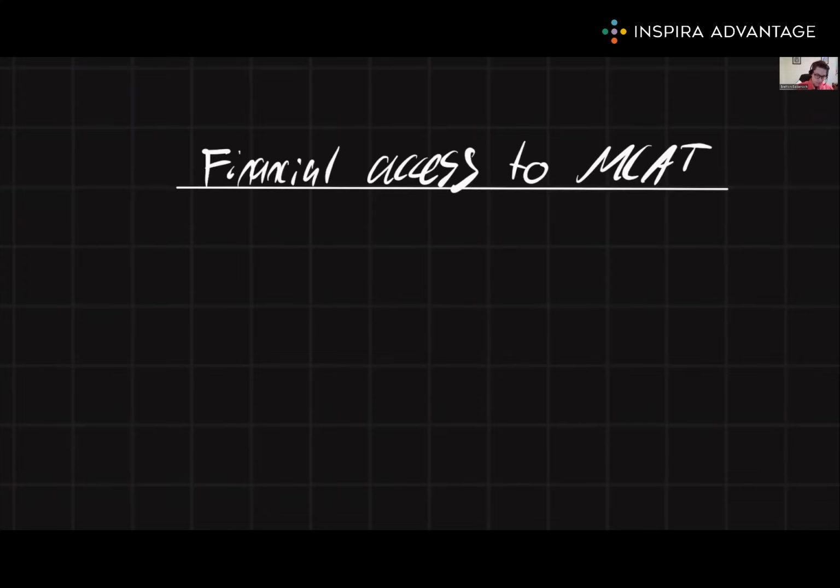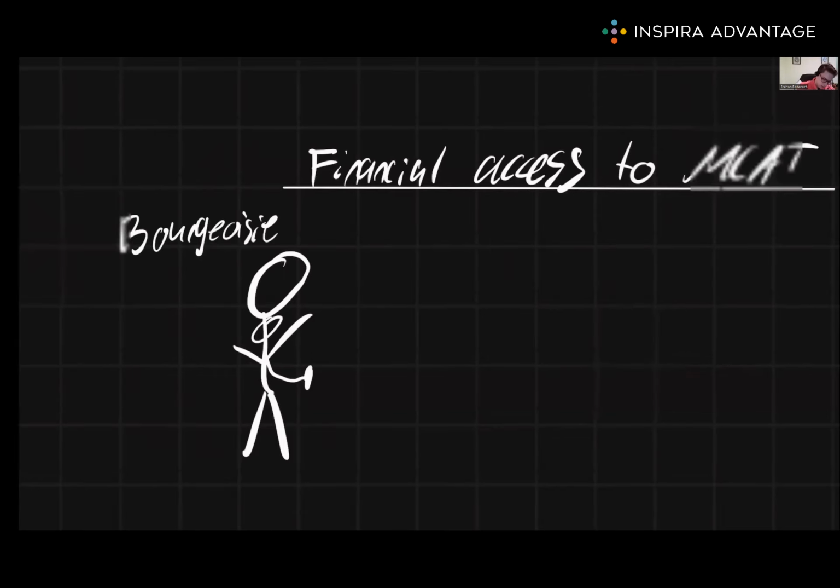Let's use the conflict theory lens to analyze some examples. First, let's take a look at financial access to the MCAT. The MCAT can be an expensive test, not only to study for, but even just to take. A conflict theorist would say that the bourgeoisie doctors have more power than the proletariat. So let's draw a little doctor with a stethoscope. We're going to call this the bourgeoisie. Let's call him Dr. Bourgeoisie.